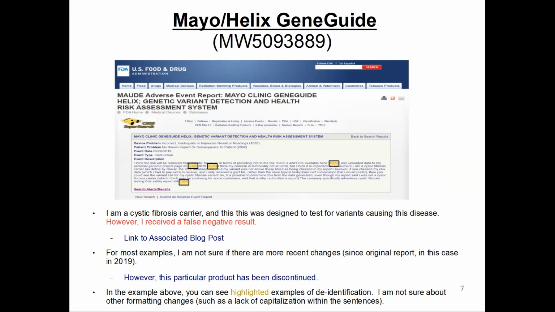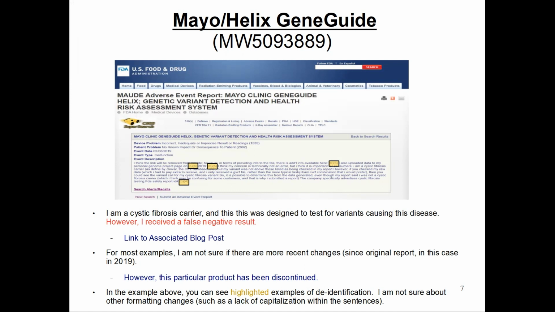So to explain this in somewhat more detail, at least from 23andMe, I could get a result that indicated that I was a cystic fibrosis carrier. So I don't have the disease, but if someone else was a carrier, then there's some chance that my children could have the disease. And this particular Mayo GeneGuide result said I was not a carrier, but it had to do with the particular variant not being included in what they were reporting for the test.